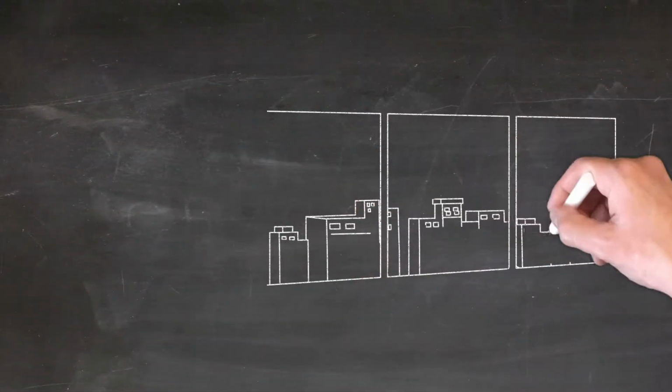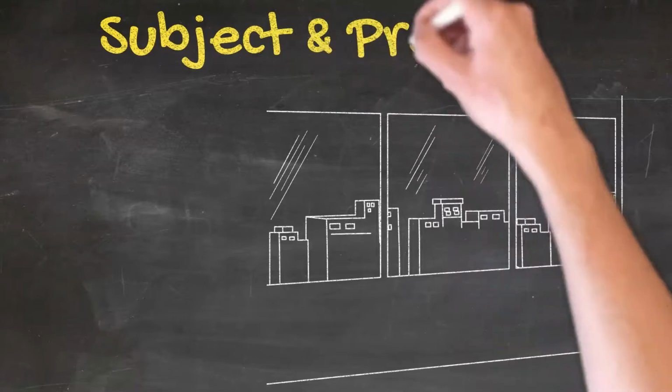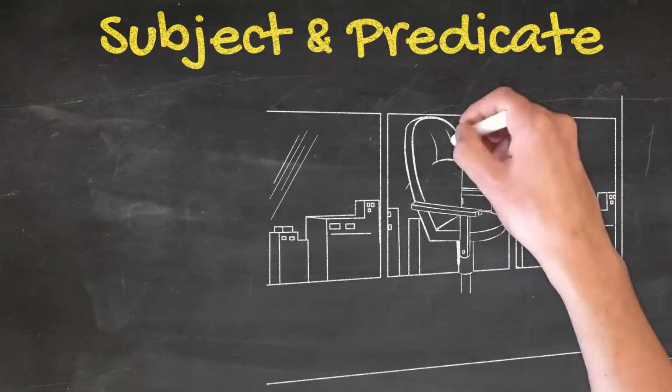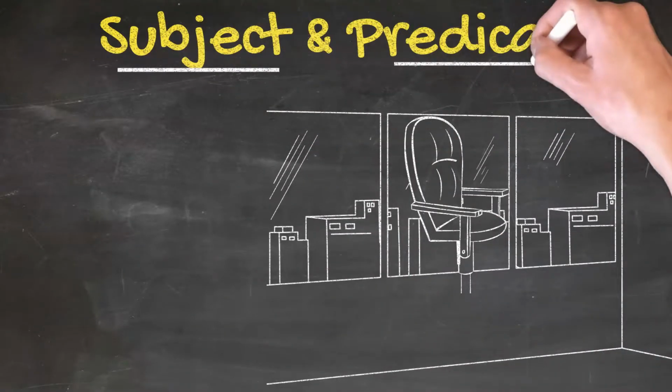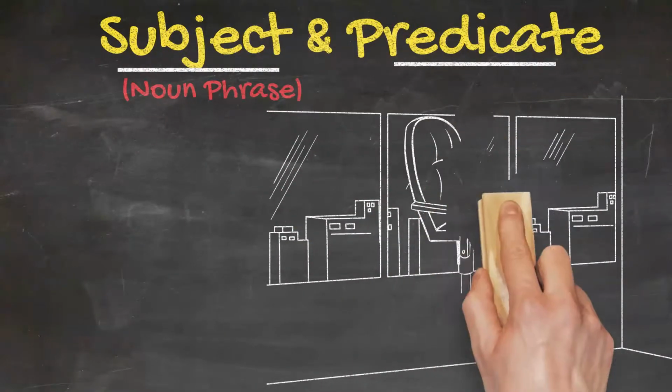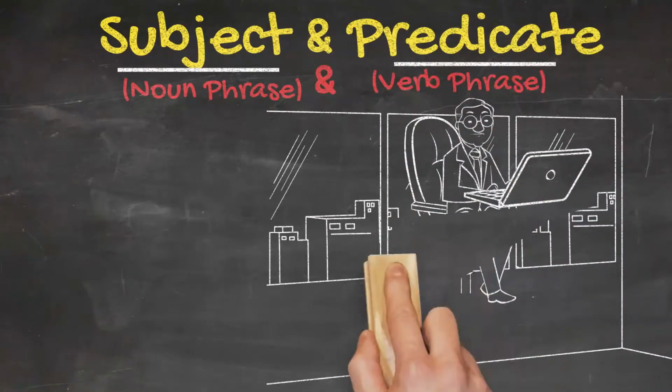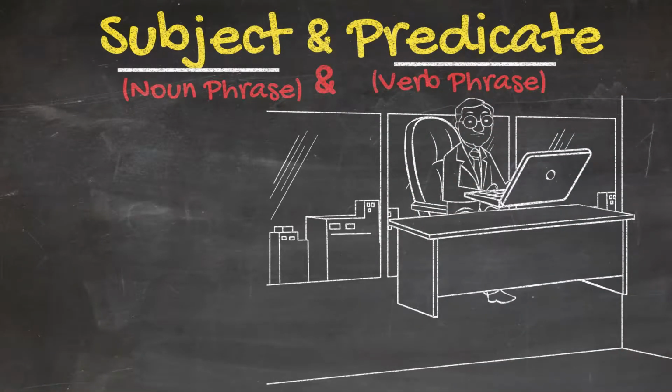Any given clause or sentence must contain a subject and a predicate. In other words, there is no clause or sentence without a subject and predicate. A noun or noun phrase makes the subject, whereas a verb or verb phrase induces the predicate.